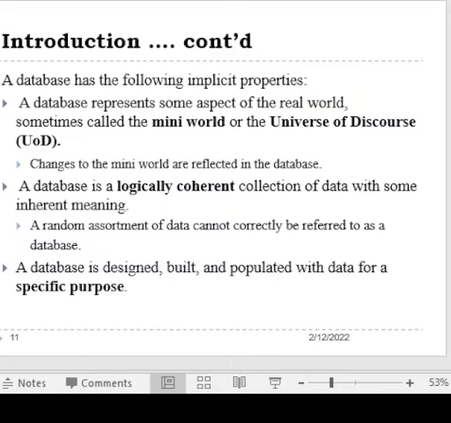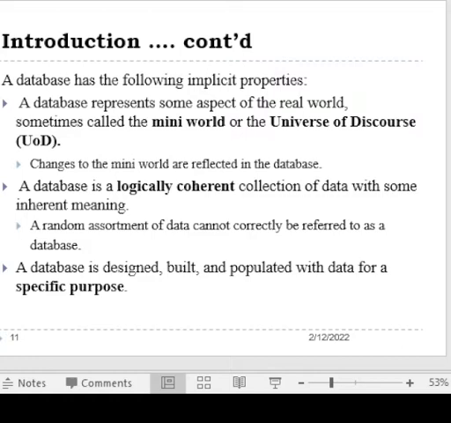And also database has the following implicit properties. As you know, databases have some implicit properties. The first one is that a database represents some aspect of the real world. That means it is a universe of discourse or mini world. A change in a specific file may change the whole data. So we can say the mini world or universe of discourse is one implicit property of a database.